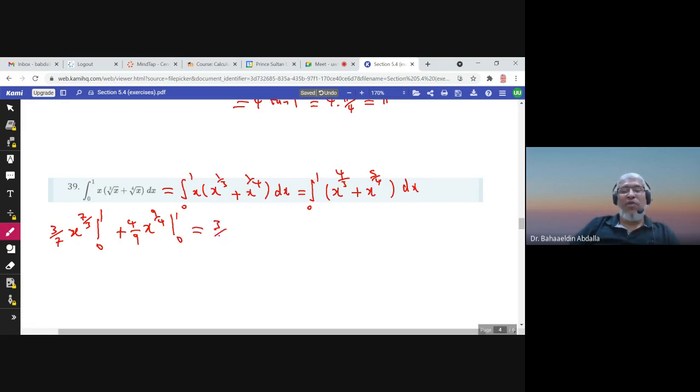So I have 3 over 7. If you replace x by 1, 1 to the power 7 over 3 is just 1 minus 0. And here 4 over 9, also 1 to the power 9 over 4 is 1, and 0 to the power 9 over 4 is 0. So the answer is 3 over 7 plus 4 over 9. And you can add these two numbers using the formula for adding fractions, or if you use the calculator, the answer is 55 over 63.